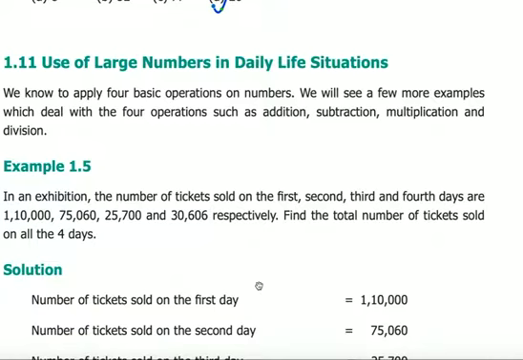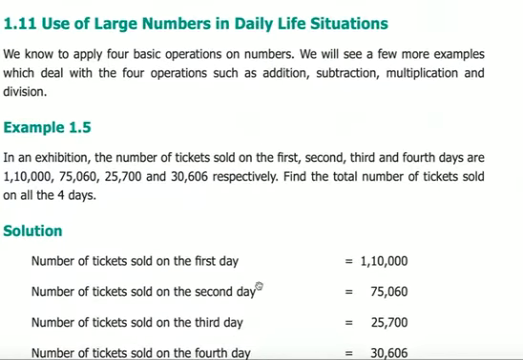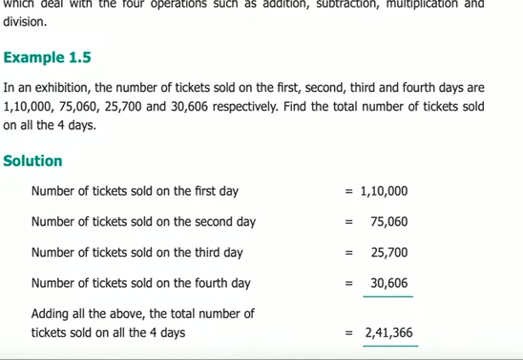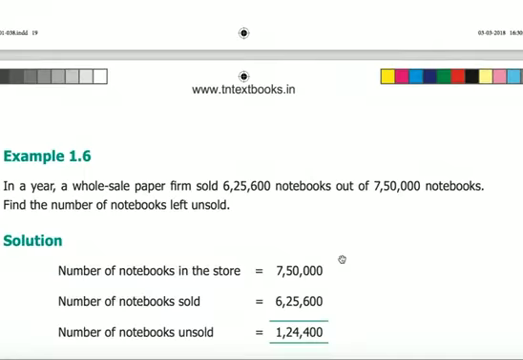Use of large numbers in daily life situations. We know how to apply our basic operations on numbers. We will see a few more examples which deal with the four operations such as addition, subtraction, multiplication, and division. In an exhibition, the number of tickets sold on the first, second, third, fourth days are like this. Find the total number of tickets sold on all these 4 days. Add them up. You will get the answer.